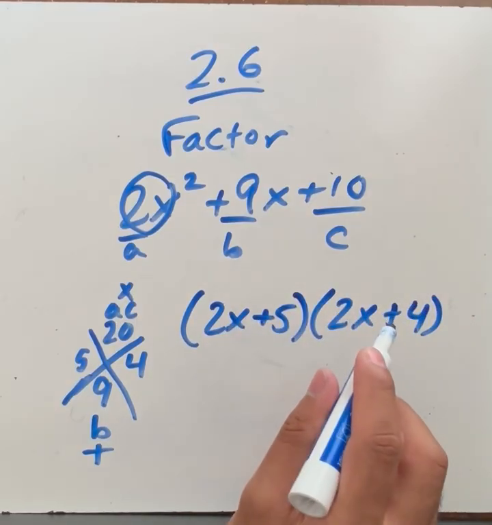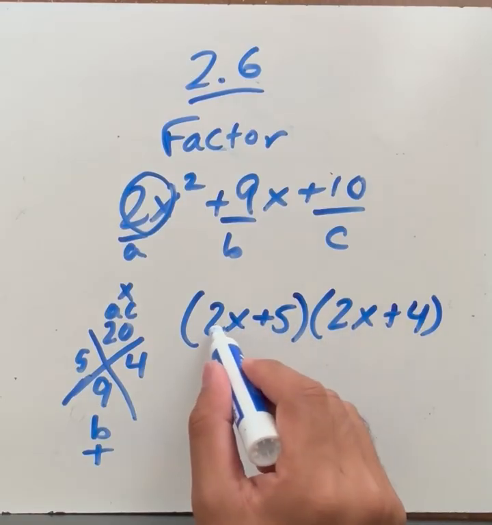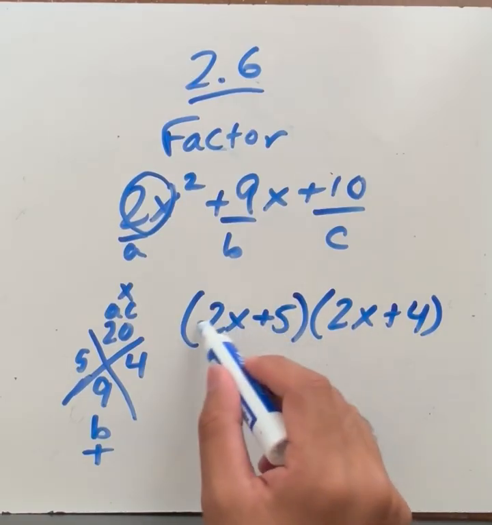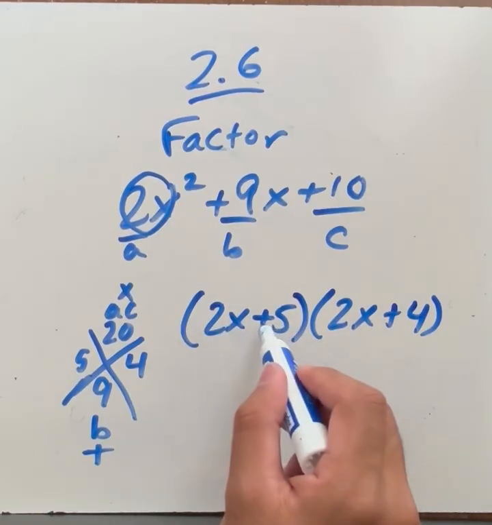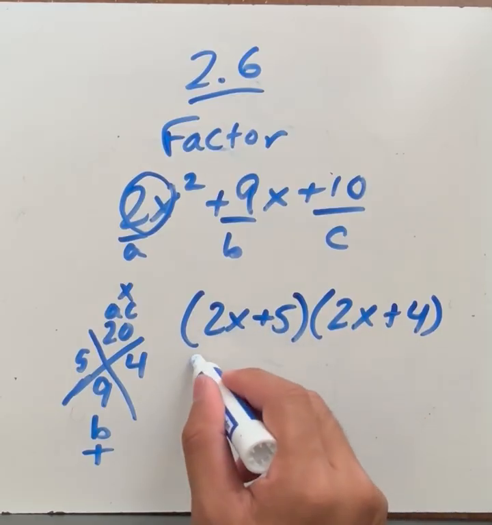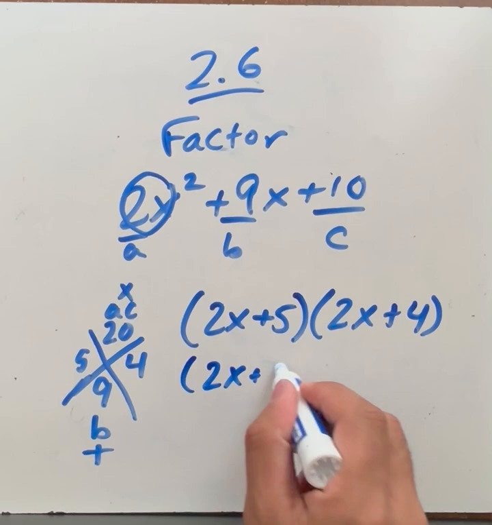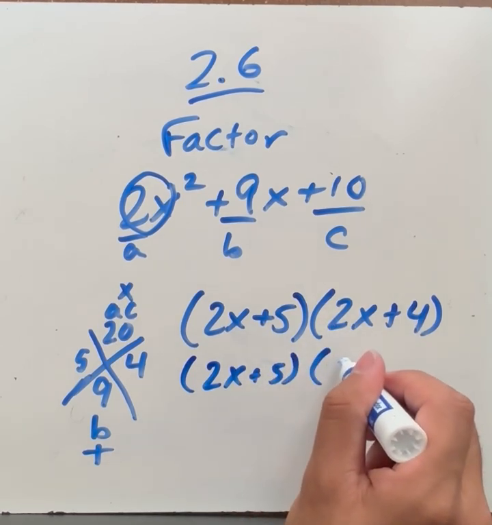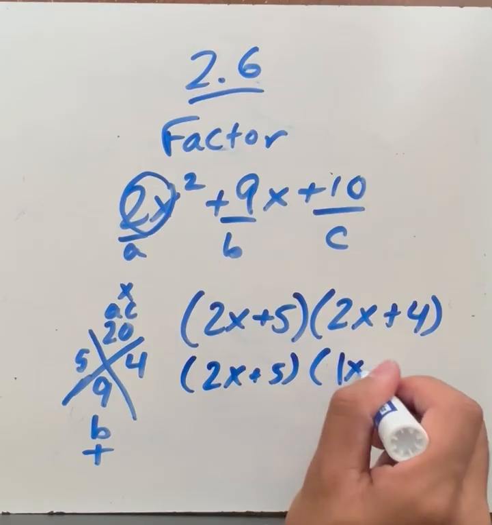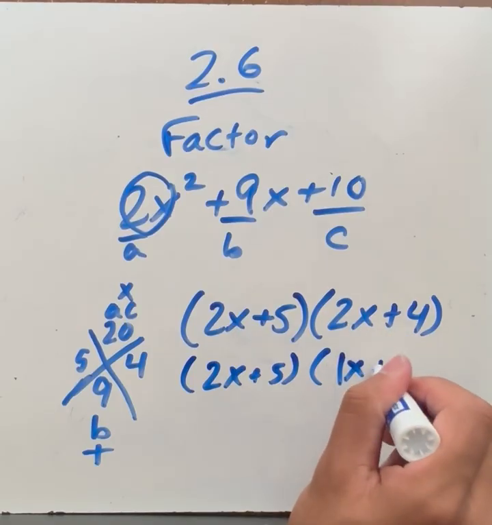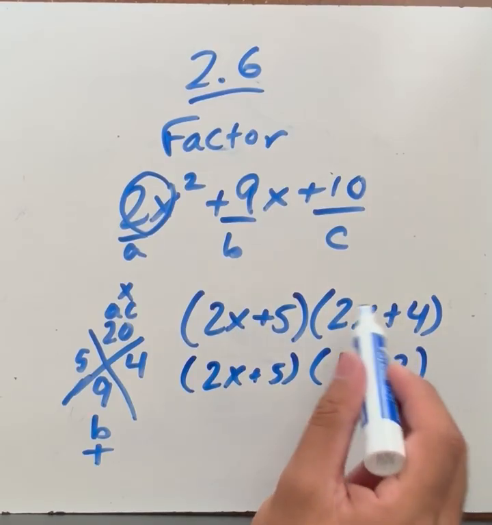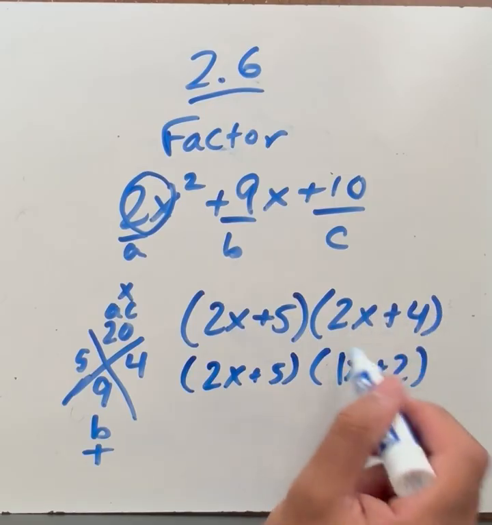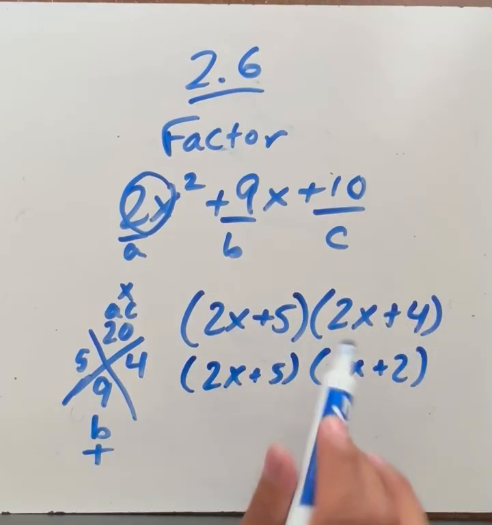Okay, notice that there's one more thing that you want to do, and that is to see if in each parentheses that we have any common numbers. So 2 and 5 don't have any common numbers, so we can leave this one alone. But 2 and 4 have a common number, and that means divide out 2. So 2 divided by 2 is 1x. 4 divided by 2 is 2. And there's your answer. So anytime you see a common number that you can divide out of both, make sure you do that to get a final answer.